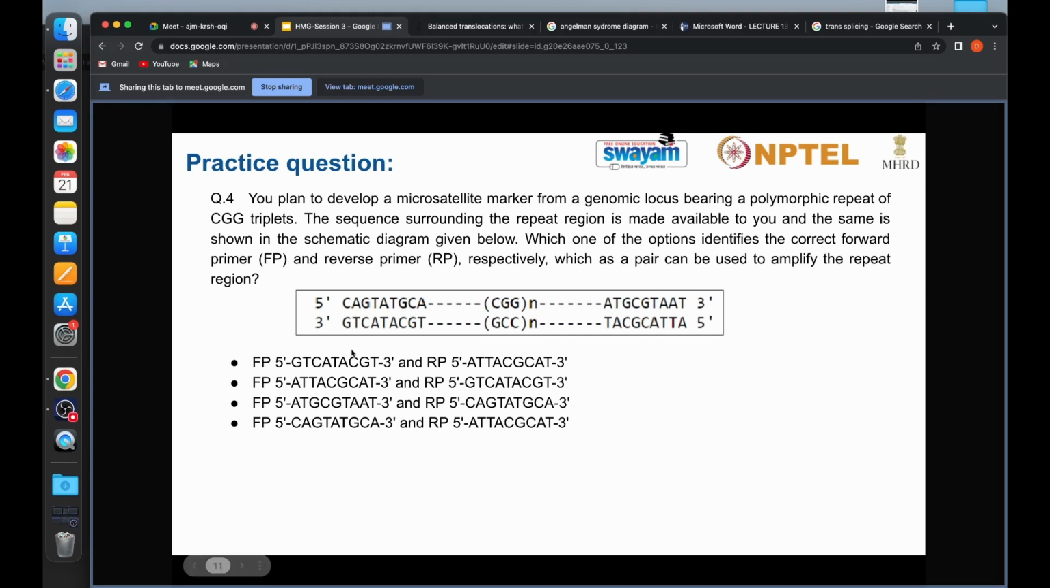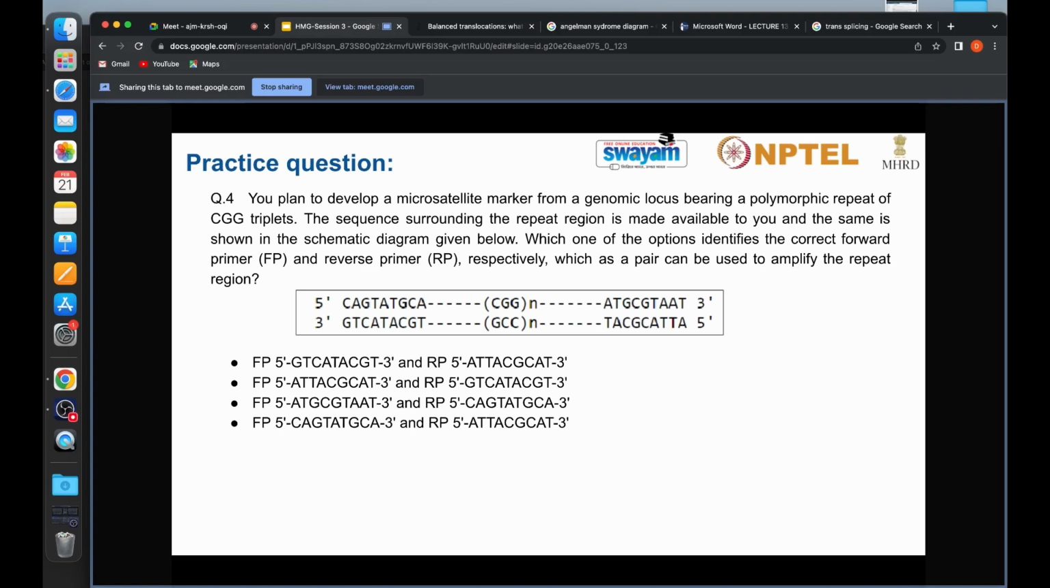So now you have to select one of the reverse and forward primers that would be the best pair which will help you to amplify these repeat regions. So that means these are the two sequences, 5 prime to 3 prime and 3 prime to 5 prime of the DNA sequence. So now you have to tell what forward primer you can use to amplify this. As we know, the forward primer will bind to the region that is, as the name suggests, forward primer. That means it will synthesize in the forward direction and from 5 prime to 3 prime.